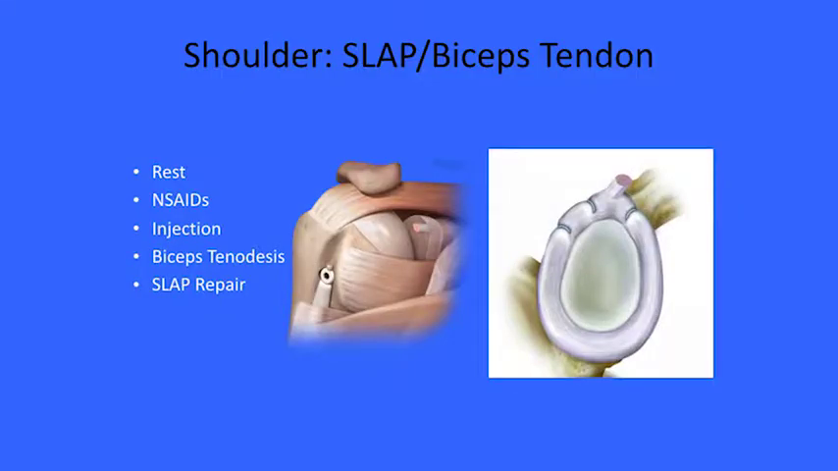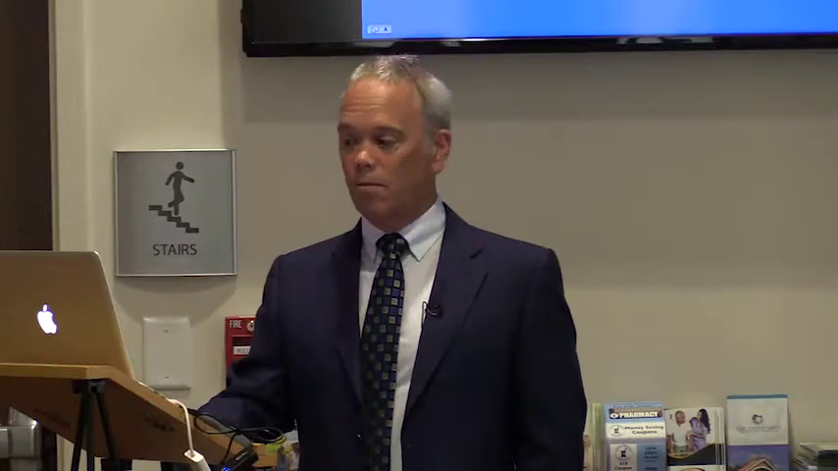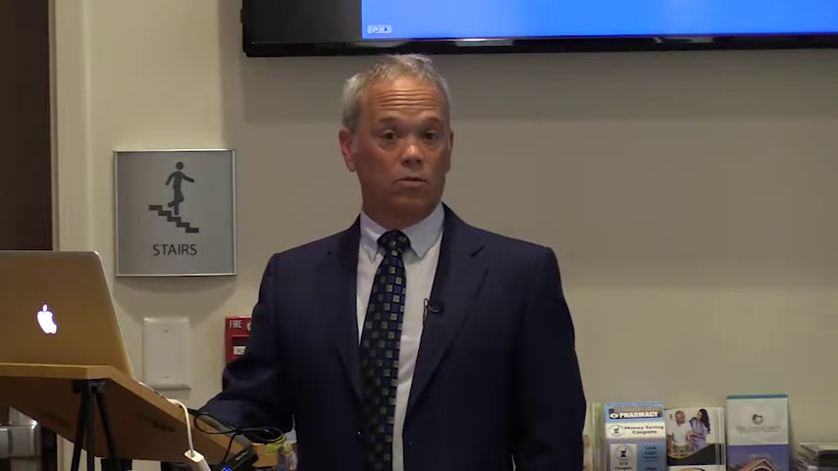And what would the surgery be? Well, first we'll go into the usual treatment: rest, anti-inflammatory medicines, injections, maybe some therapy. But again, if that does not work, we may do something called a biceps tenodesis, where we cut the biceps over here and then we reattach it right here. So it's no longer running in and out of this groove. It still remains attached, but it doesn't run in the groove, and you don't get the irritation from that.